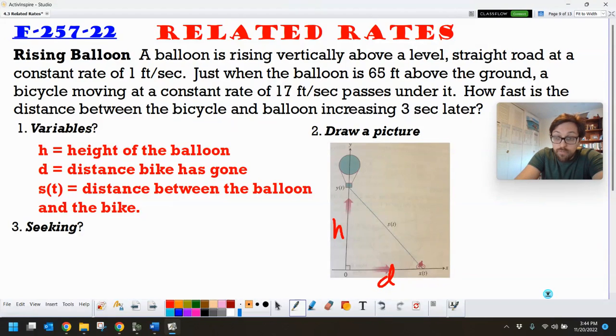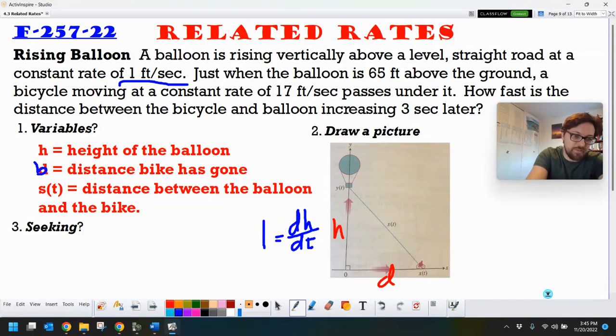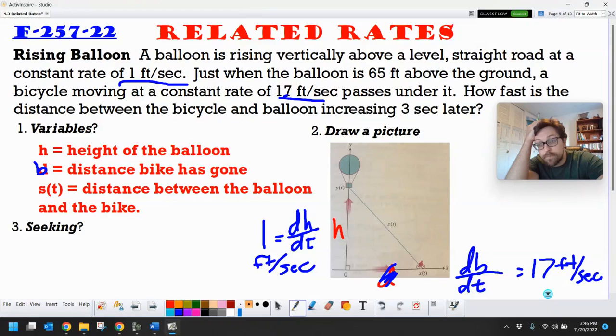Now we want to put in the information that the problem has given us. So we know that the balloon is moving at a constant rate, so we know dh over dt is going to be 1 foot per second. And we also know that the bicycle is moving at a constant rate. Oh, now I'm going to do dd. Let me just change this to b for bike. So our d bike over dt is 17 feet per second. Finally, there's the distance between the balloon and the bicycle, and that's 3 seconds later. But really, what I want to know is what's going on with H and what's going on with B.